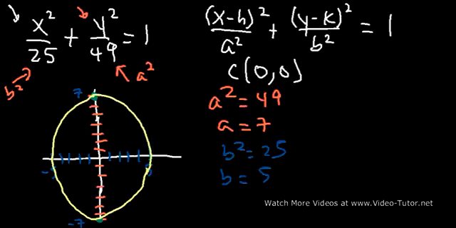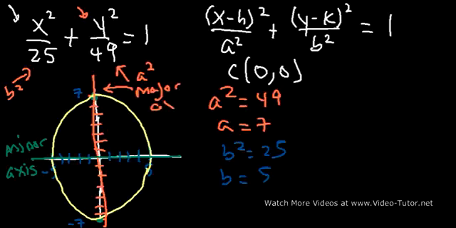Now you need to know that this axis right here is called the major axis, but it's vertical, so it's the major vertical axis. This line here, because it's shorter, is known as the minor axis, but it's horizontal. So it's the minor horizontal axis, and this one is the major vertical axis.